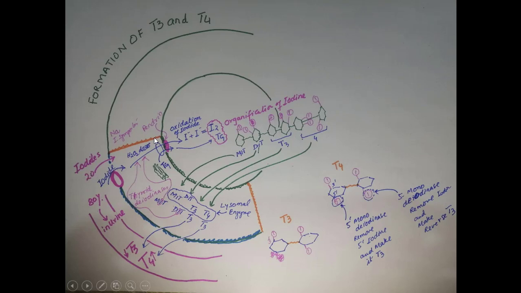Follow my cursor now. Of the iodides which are coming in the capillaries, 20% of these iodides move into the follicular cell. Actually, this is the follicular cell. Here you can see the follicular cell. This is one cuboidal cell, and this is the center filled with the colloid material.